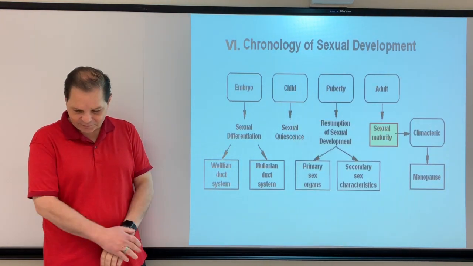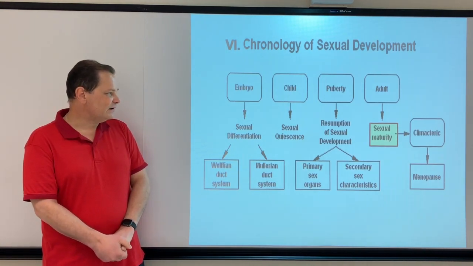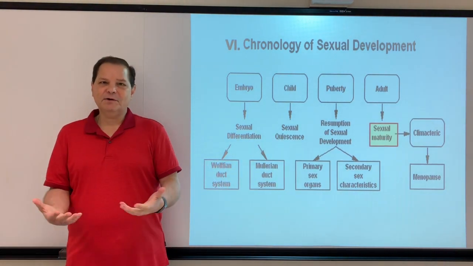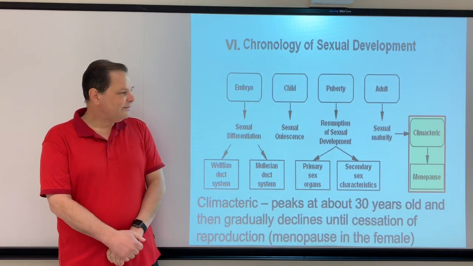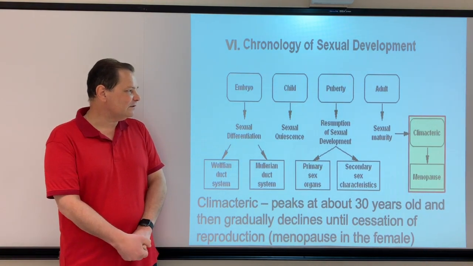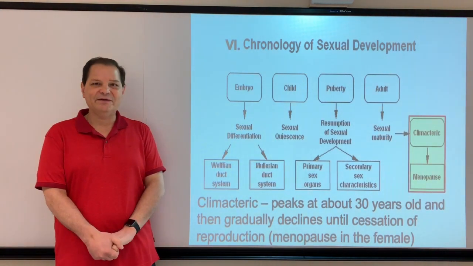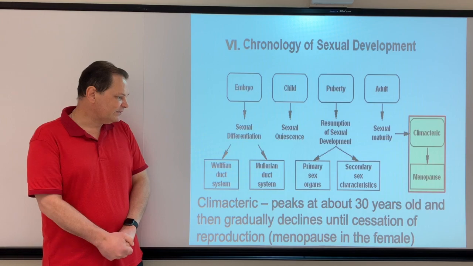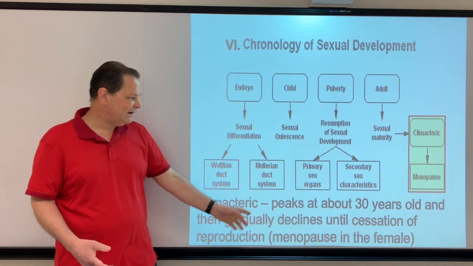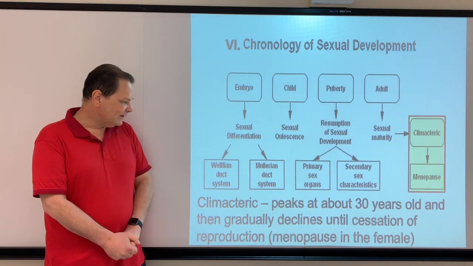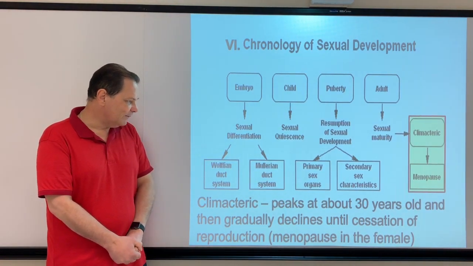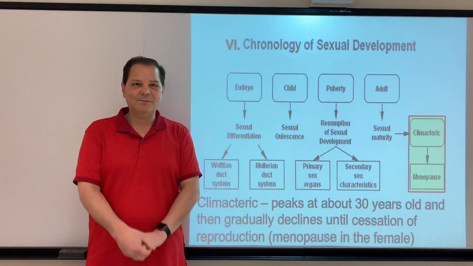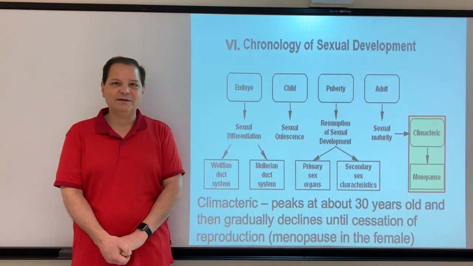And of course, once you start the cycle, you have achieved sexual maturity, and these are your primary reproductive years, okay? And this is considered to be a period which is characterized as being climacteric. What that means is it ascends to a peak and then declines. So your reproductive capability peaks at about 30 years old and then gradually declines afterwards until you have a cessation of reproduction. In female, this is known as menopause, okay? And we'll talk briefly about that in a second.